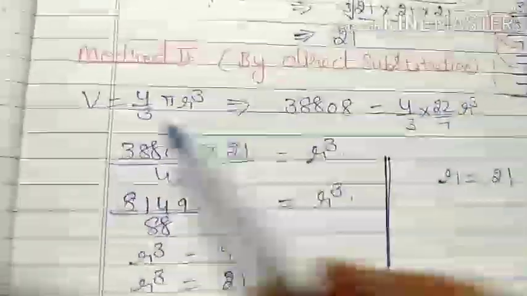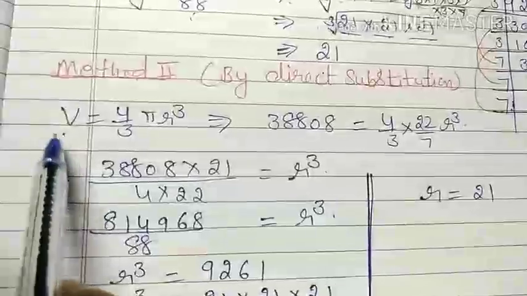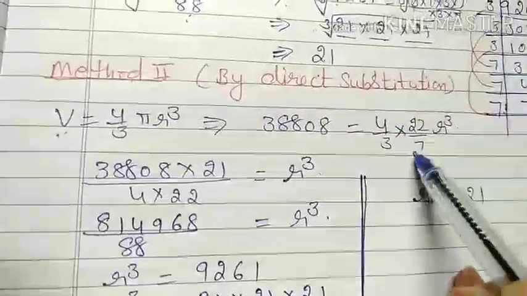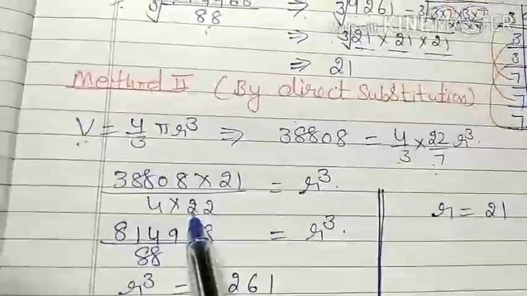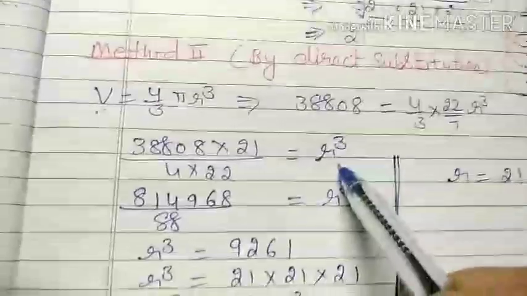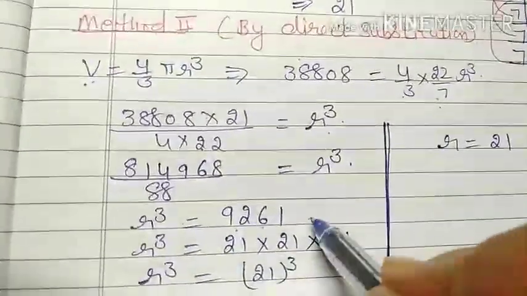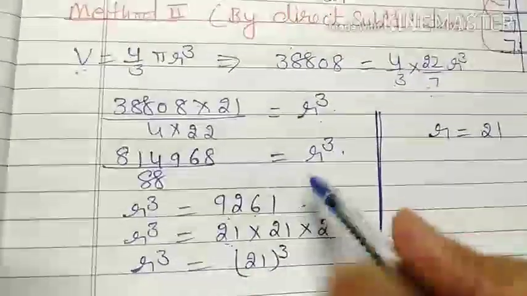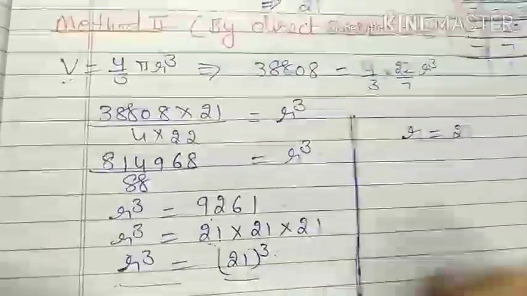But what will happen if you go with direct substitution? Instead of changing the subject, you directly apply the value of volume here, and 4 by 3 pi by 7. Now 21 cross multiplied goes upward, 4 into 22 goes downward, and only r cube is left. When you divide this, that gives you 9261. That is 21 three times. Now, 21 cubed: when the power is the same, you can directly equate r with 21.